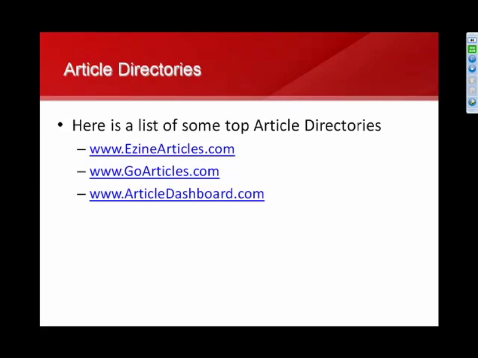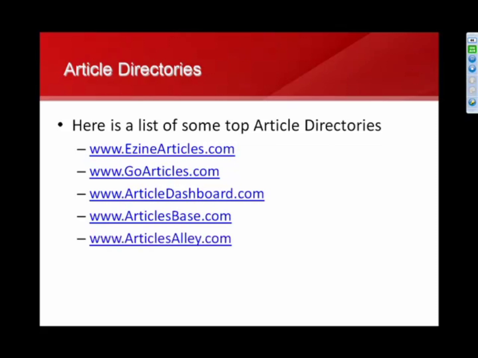Really, as long as you submit good content, you submit good content often, and you have a good keyword-rich title, you're going to be in great shape submitting to any of these article directories. But goarticles.com, articledashboard.com, articlesbase.com, articlesalley.com. iSnare.com is another one. They have a little paid service. It's like $1 or $2 per article, depending on what little option you choose.